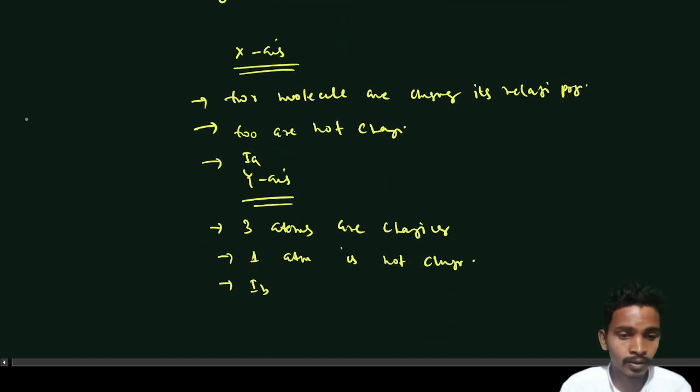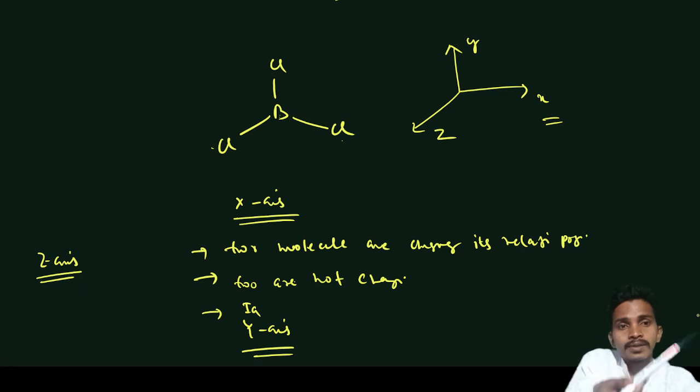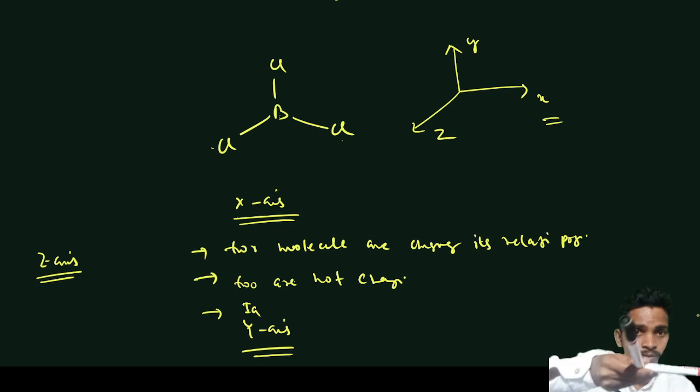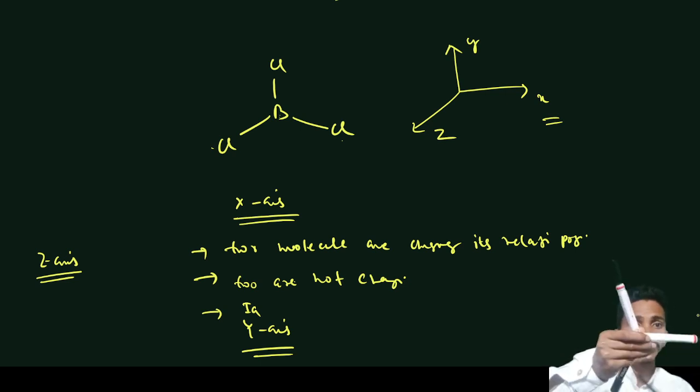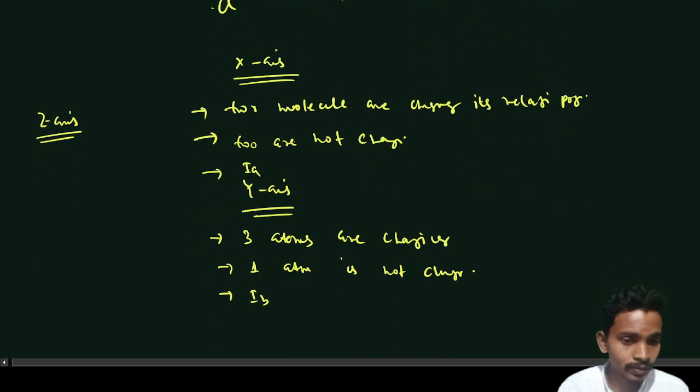And let's talk about the Z axis. So if I talk about the Z axis, the Z axis is somehow in this direction. Here one atom, here one atom, this is one atom, this is one atom. The Z axis is along this direction. If I apply the Z axis, then these two will change, and this boron atom which is in the middle will not change.